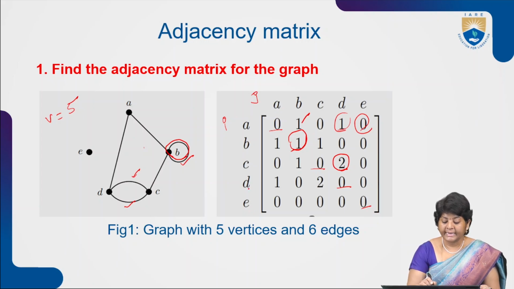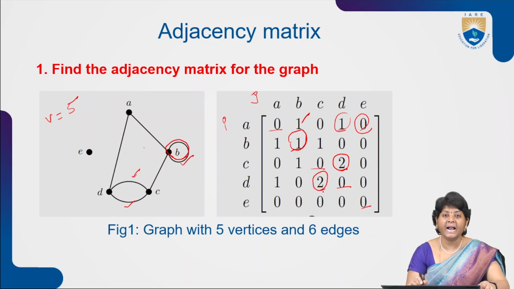Next, D. D to A is only 1. D to B, there is no connection. And D to C, again, 2 edge connections are there. So we represented with 2. So we need to represent in both the places, C to D and D to C, as 2, because this is an undirected graph. So we should mention in both the places.